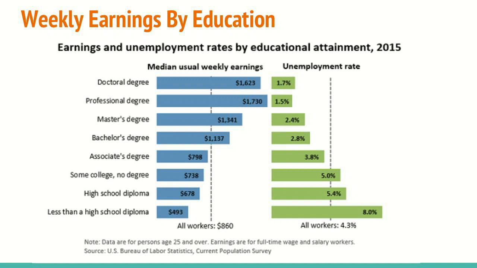We're going to focus in on the earnings for somebody with an associate's degree compared to somebody with a high school diploma. This data is collected by the U.S. Bureau of Labor Statistics, and it was collected in 2015. So it's not completely current, but relatively speaking, we can still get some really good information out of this. You'll also notice that the unemployment rates drop as your education goes up.